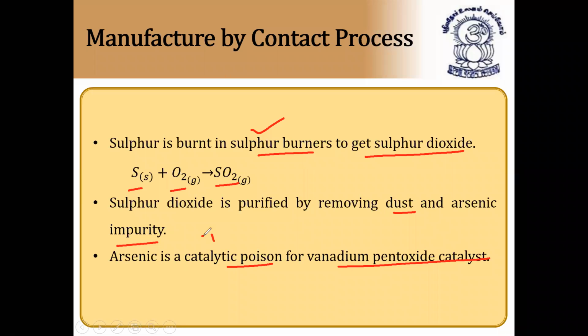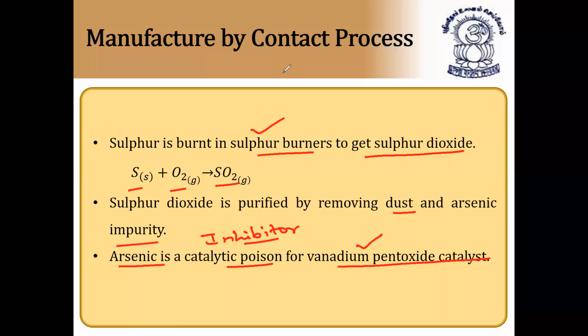So the inhibitor will prevent the action of the catalyst. That's why if you remove arsenic, vanadium pentoxide can act properly. For the proper functioning of vanadium pentoxide as a catalyst in the reaction, we have to remove arsenic as an impurity. Next, this sulfur dioxide so formed.